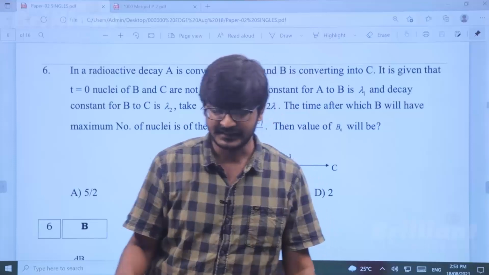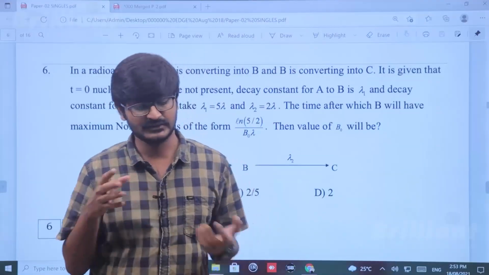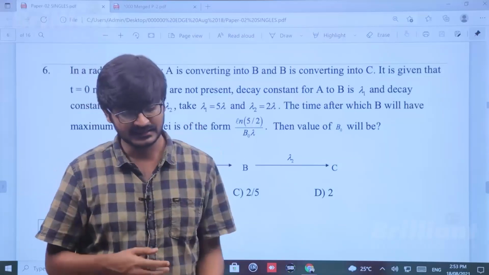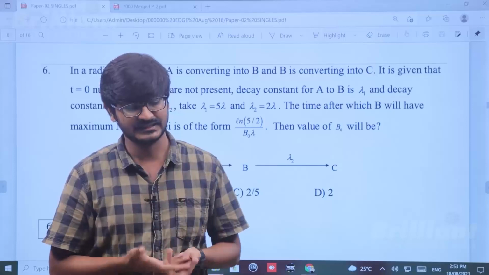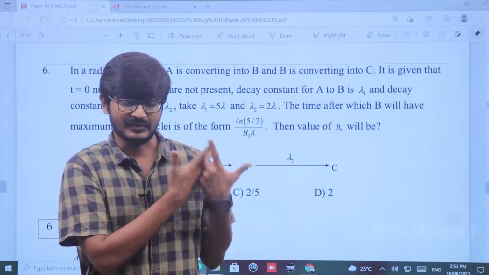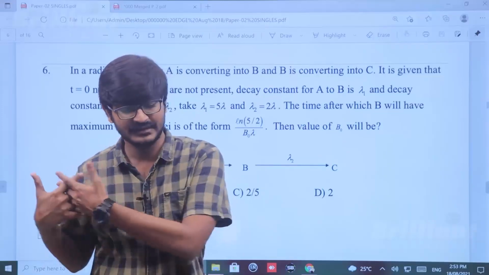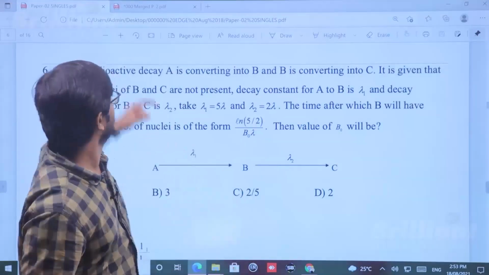The question says, in a radioactive decay, A is converting into B and B is converting into C. It is given that at T equal to 0, nuclei of B and C are not present. The decay constant for A to B is lambda 1 and for B to C is lambda 2, and take lambda 1 equal to 5 lambda, lambda 2 equal to 2 lambda. The time after which B will have the maximum number of nuclei is in the form of log 5 by 2 by B naught lambda, then the value of B naught will be, right?